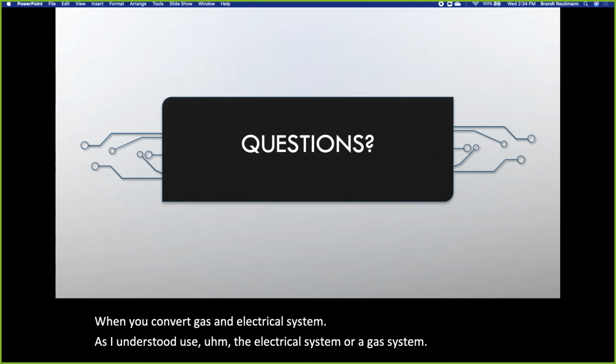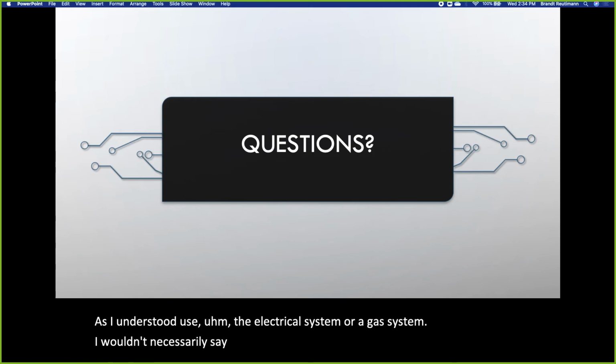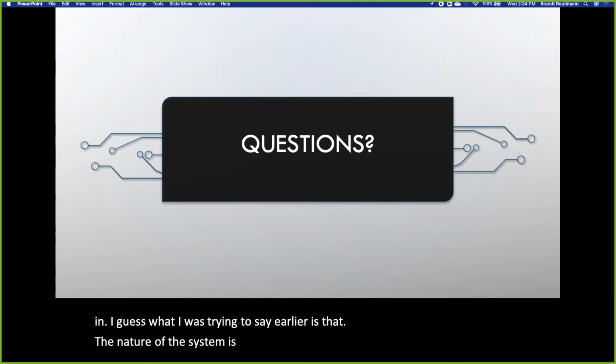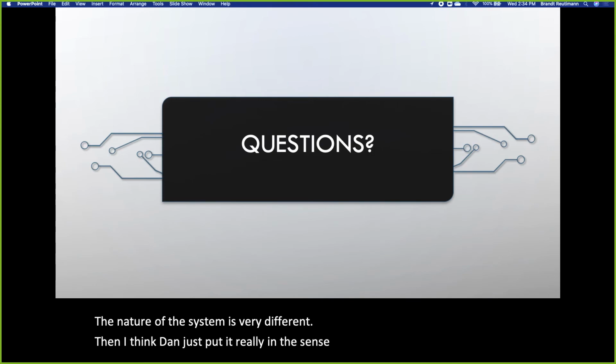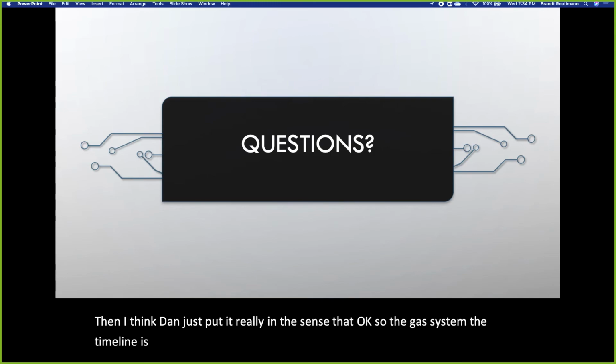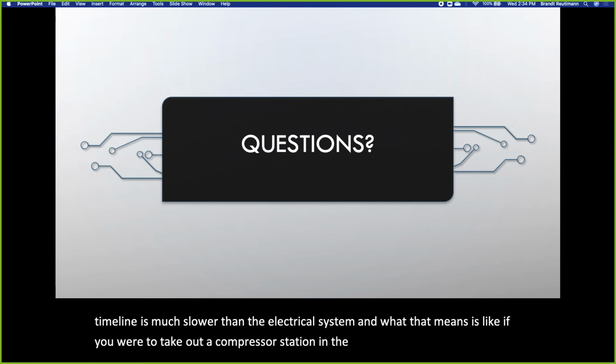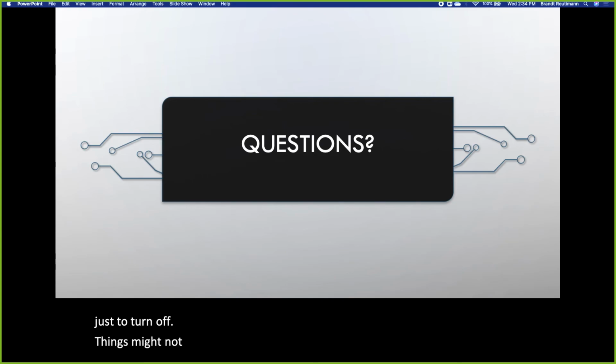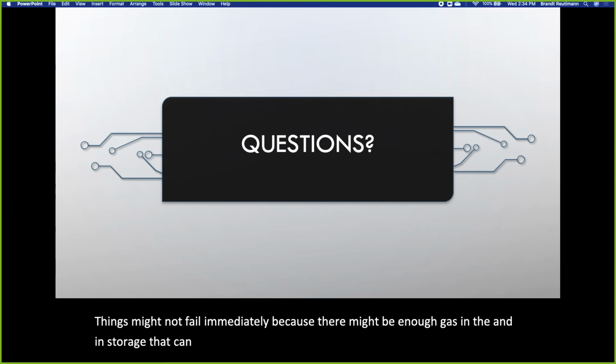I wouldn't necessarily say more vulnerable, right? It's a better way to put it, and I guess what I was trying to say earlier is that the nature of the system is very different. So I think Dan just put it really well in the sense that the gas system timeline is much slower than the electrical system. And what that means is, if you were to take out a compressor station in the gas system, let's say, and it just turned off, things might not fail immediately because there might be enough gas in the pipes and in storage to keep the power plants running for a little bit, right?